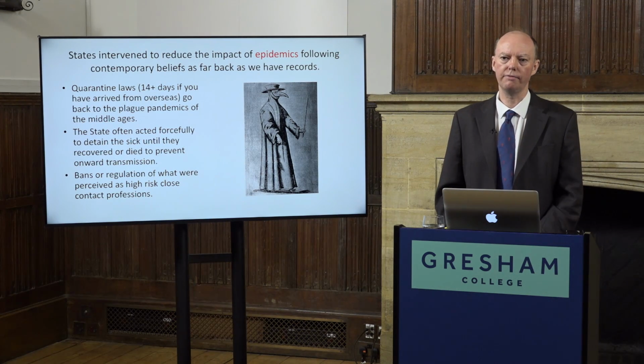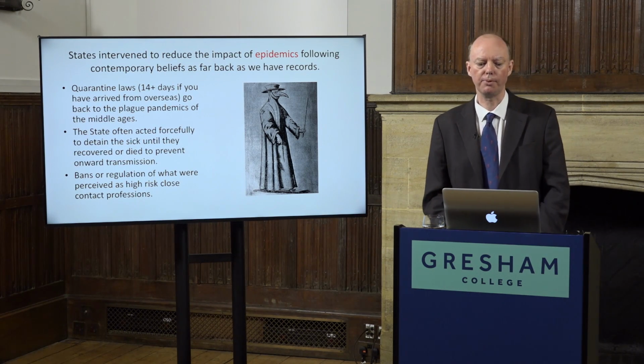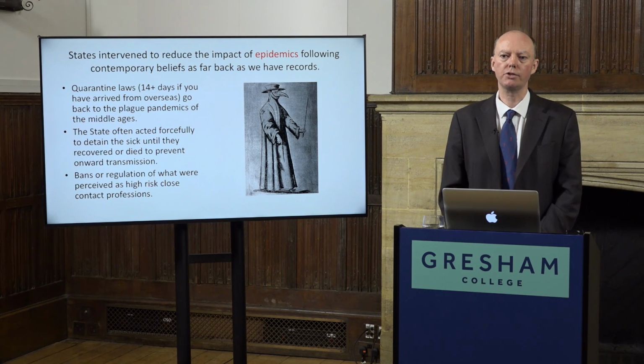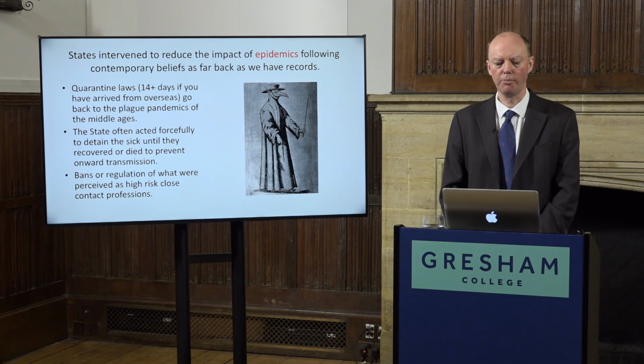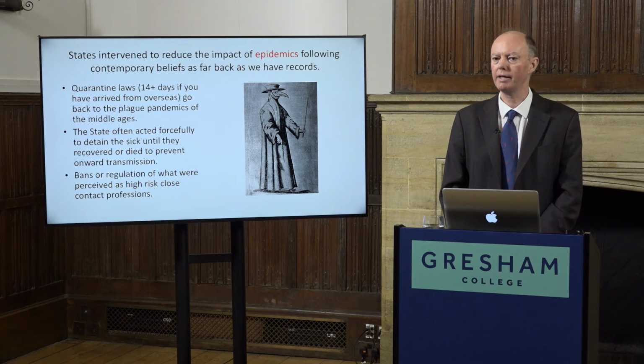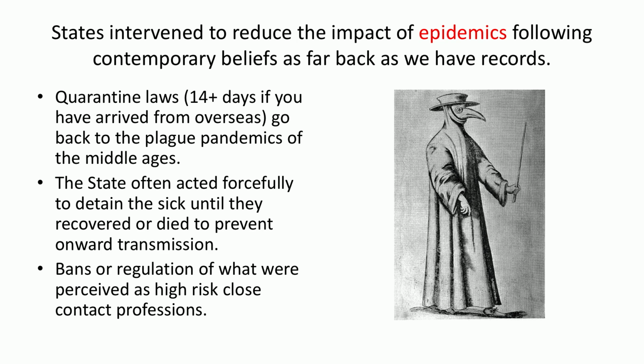And much of what we see in current views about how we manage epidemics actually have very old antecedents. For example, quarantine laws for people coming back from a country which might have been infected. 14 days was the original for much of the legislation, for example, in Venice, brought in for the plague pandemic, so it could go up as long as 40 days. It goes back to the Middle Ages. The state often acted forcefully to detain sick people in an epidemic and to isolate them, to prevent onward transmission. And there have been, for many centuries, during epidemics, bans on what are seen as high-risk or close contact occupations, for example, barbers, also medical practitioners, and a variety that we probably wouldn't want to talk about in a family setting.